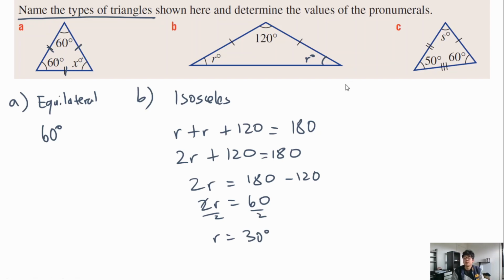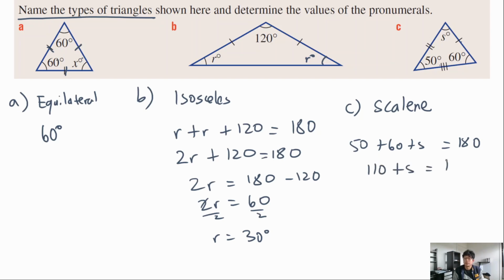And moving on to the last one, all the side lengths are different here. So this one is a scalene triangle. All the angles are different as well. So we need to add them all together to get 180. Let's do that. 50 plus 60 plus s gives me 180. 50 plus 60 is 110. So 110 plus s is going to give me a total of 180. S equals 180 minus 110. S is going to equal 70 degrees.